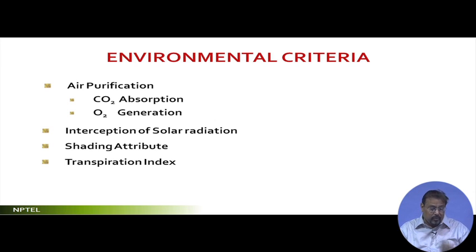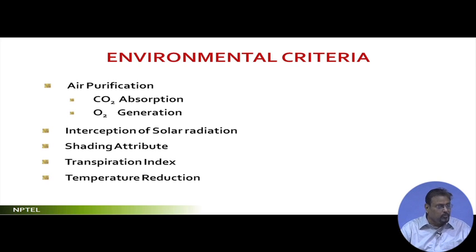Now each leaf, once it transpires, we have to find out what its index is, how much it transpires. And if we know that, we also can assess how much water is going to be contributed to the microclimate or to the adjoining atmosphere, so that we can make use of this.